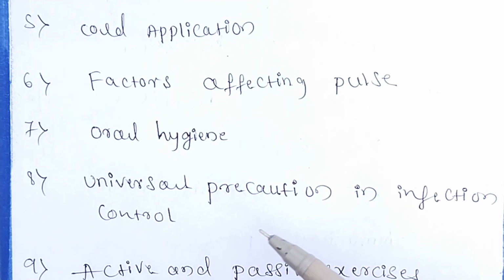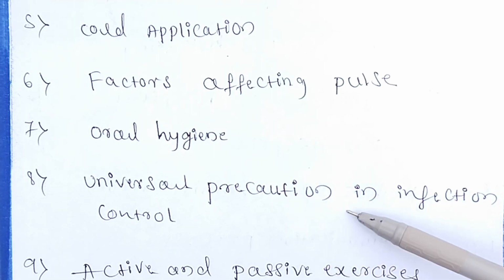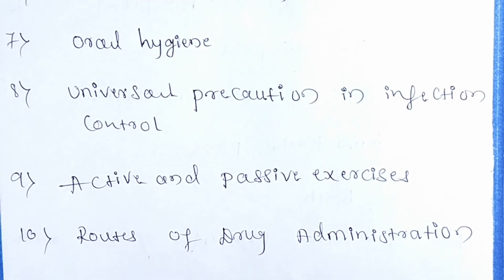What are the universal precautions in the controlling of infection? Just write all those points. Next question, active and passive exercise. First write what is the meaning of active and passive exercise, right? Active means what and passive exercise means what? Okay. Next is routes of drug administration.